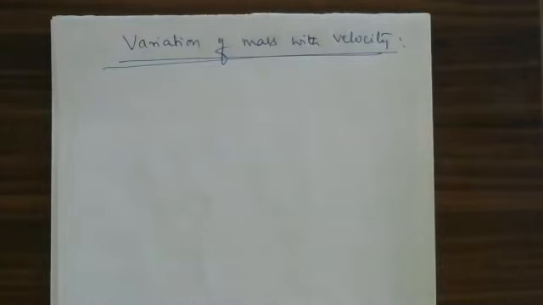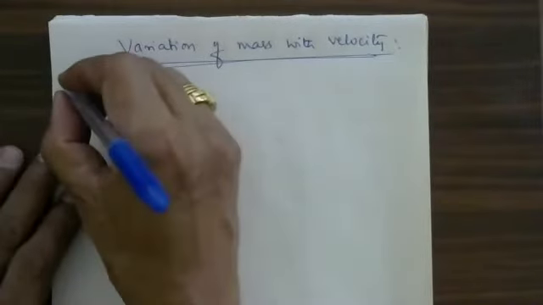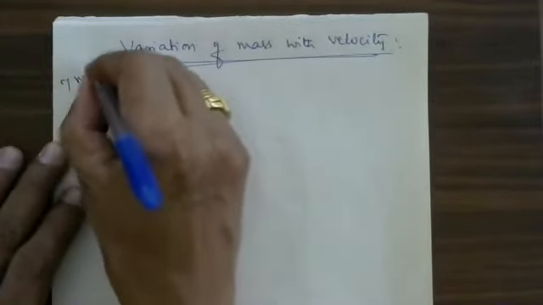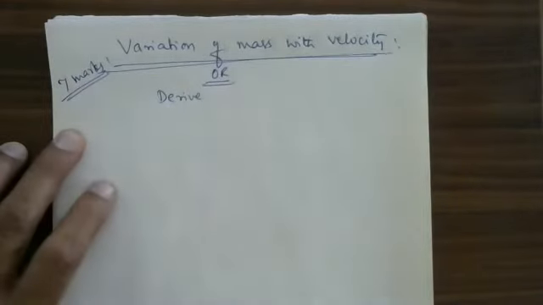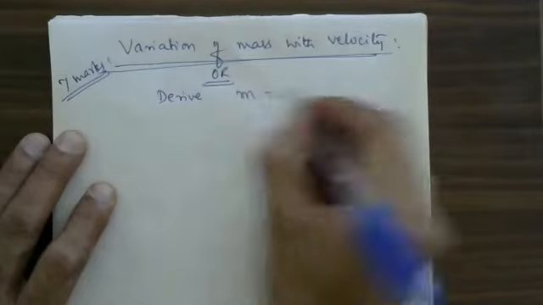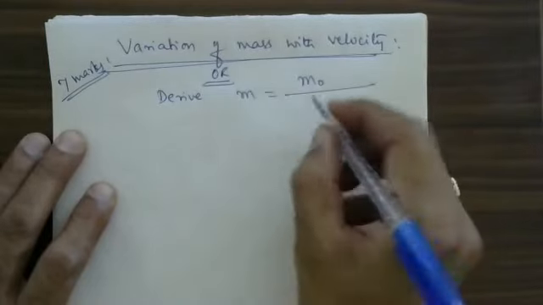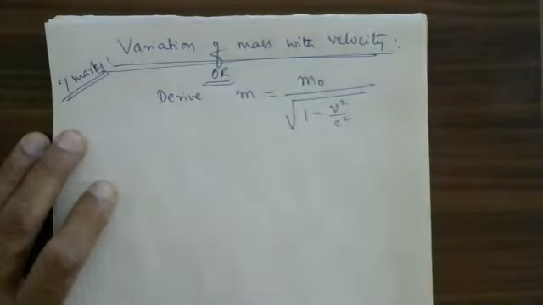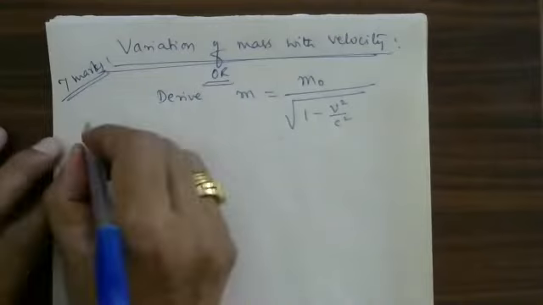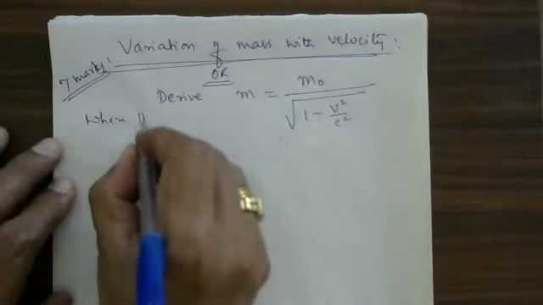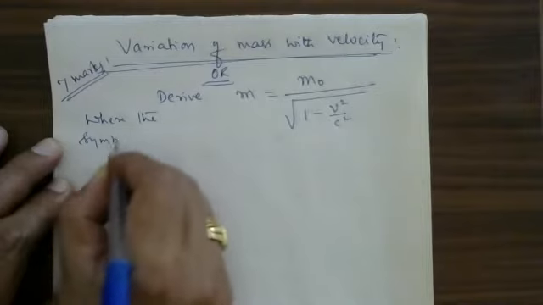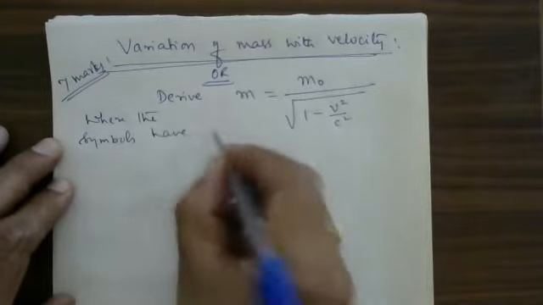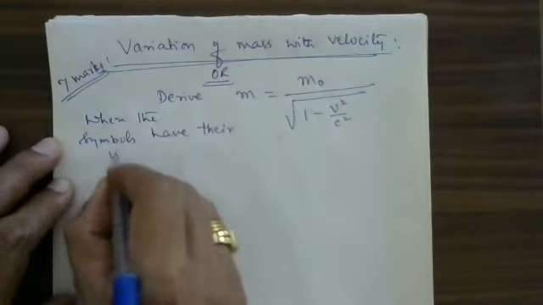It carries maybe 7 marks or 8 marks. Usually we are asking for 7 marks. This can also be asked like this: Derive m equals m naught divided by square root of 1 minus v square divided by c square, where the symbols have their usual meaning.